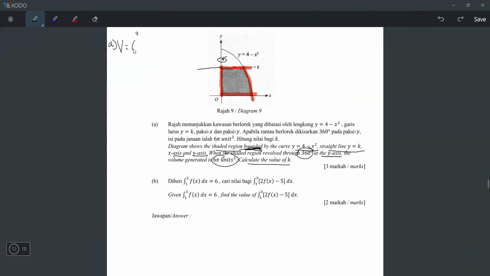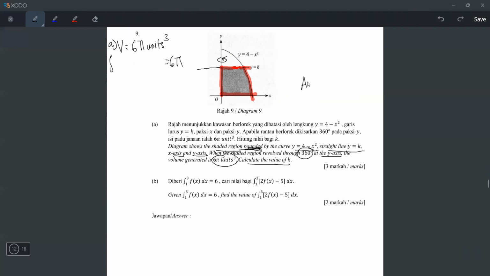So volume equals 6 pi units cubed. So we all know the volume is 6 pi, which means I can use the integration method to find the volume. Okay, so do you remember I told you when I taught you this chapter, I mentioned one thing.